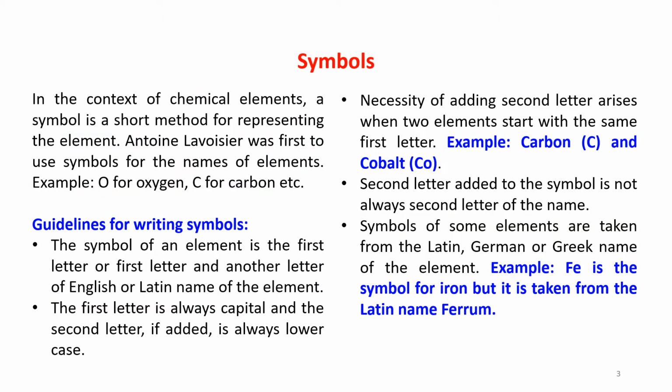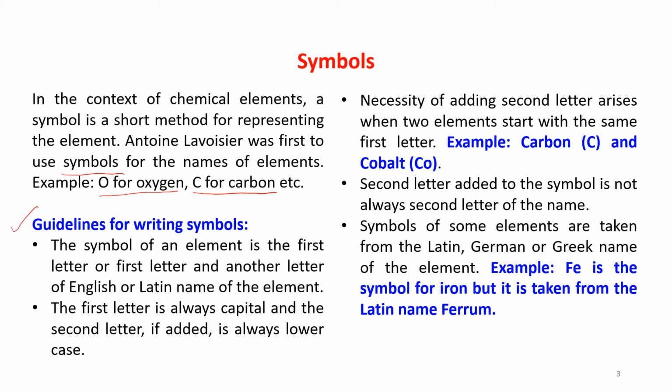Symbols. What is the symbol? Why is the symbol required? Symbol is the short method for representing the element. Okay? Antoine Lavoisier was the first to use symbols for the names of the elements. For example, O is written for oxygen, C is the symbol for carbon, etc. What are the guidelines for writing the symbol? Children, all of you know about all this.